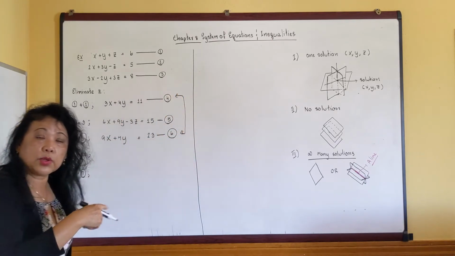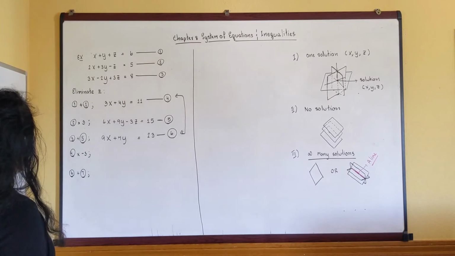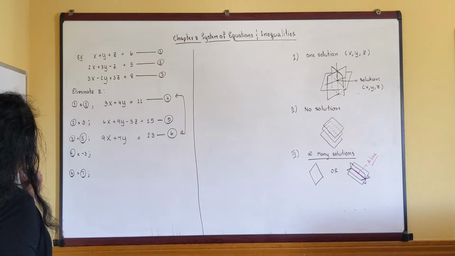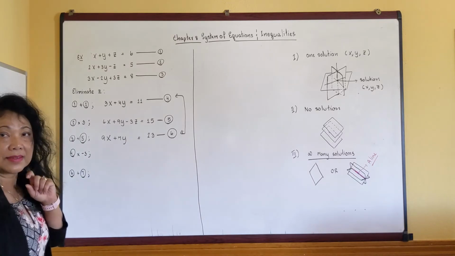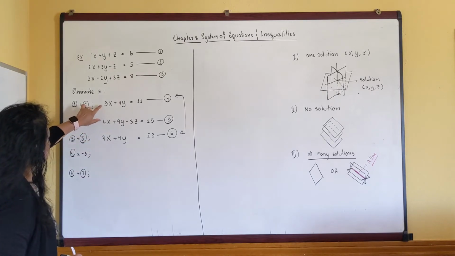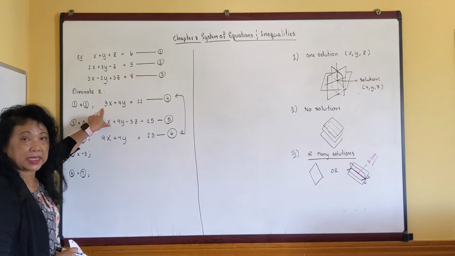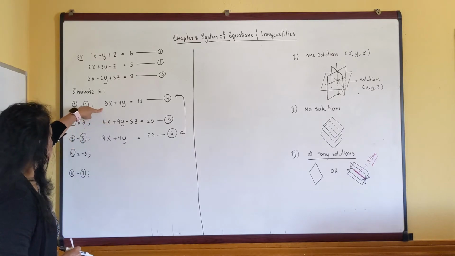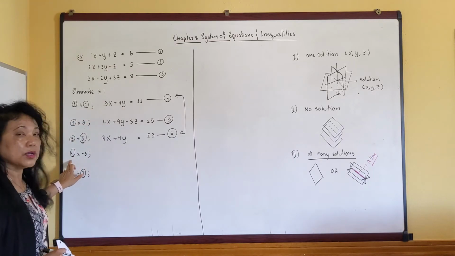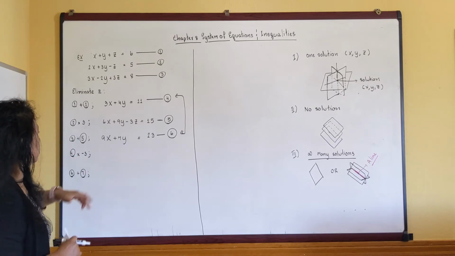Now, if we go back to the last section, 2 by 2, now I have just x and y. So let's say I want to eliminate the x. I have 9x here. If I have negative 9x here, I can add them. So what I'm going to do is multiply equation number 4 by negative 3. So I make a note to myself: equation number 4 multiplied by negative 3.